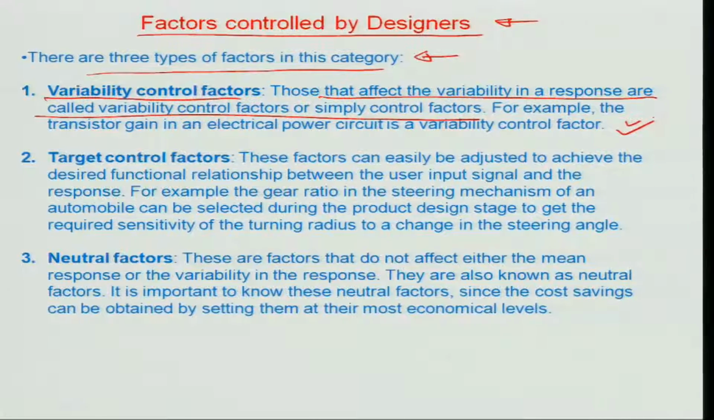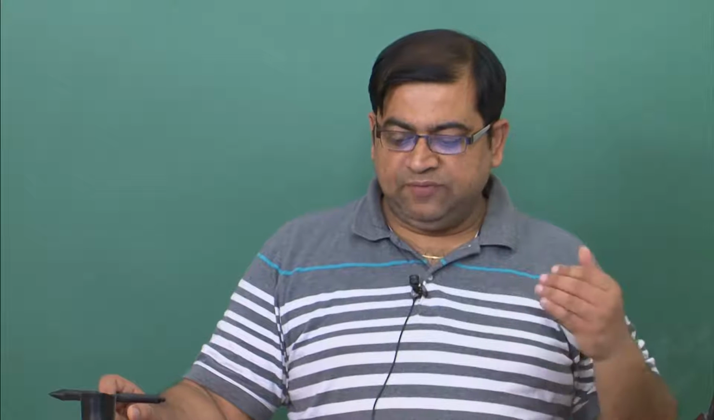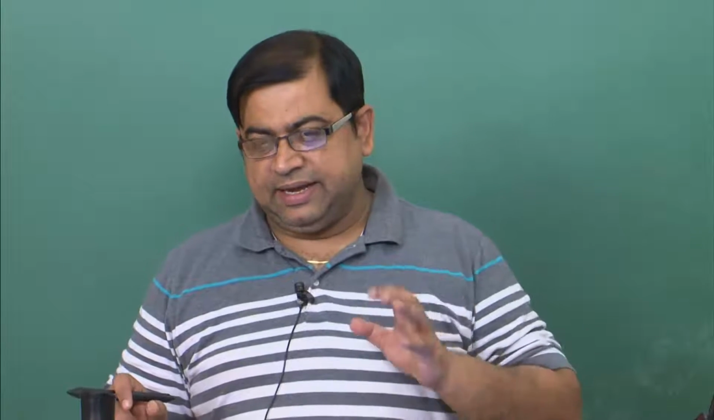The other important factors which are in the control of the designers are called the target control factors, and these are factors which can be easily adjusted to achieve the desired functional relationship between the user input signal and the response. For example, let's go back to the case of the steering wheel and the customer who is a driver of a car. If he turns the steering wheel by angle theta, obviously the amount of angular turn or bend of the car would be very pertinent, and the designer can give an additional factor by giving a gear ratio, where the steering mechanism of an automobile with a certain gear ratio may amplify the signal given by the operator, which is a certain angular twist in the steering wheel, in terms of the overall angle that the car executes.